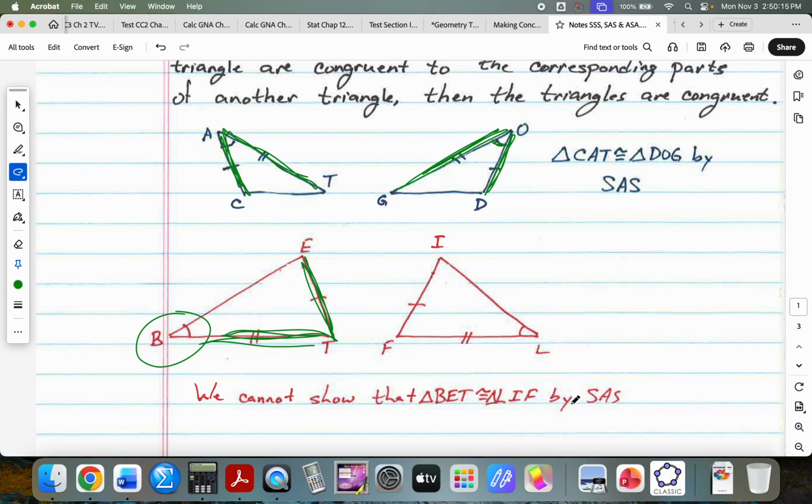So here, this is not side angle side. This isn't anything. You can't prove these congruent by side angle side because this angle is not between the 2 sides.